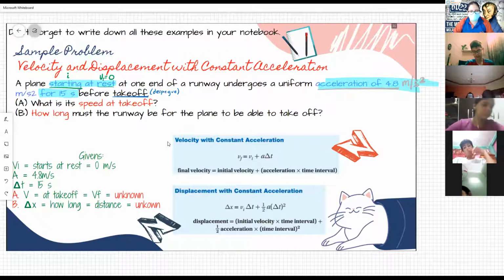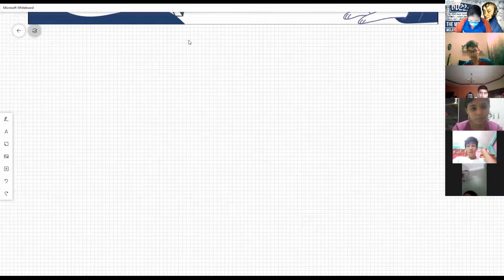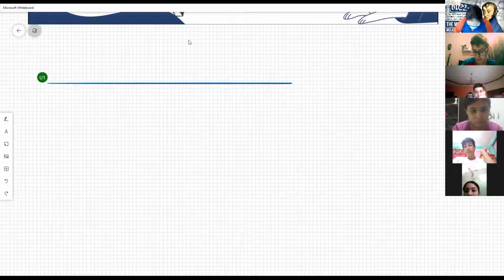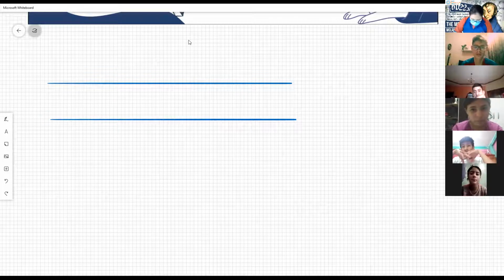So this is the idea of the problem. I'm gonna draw it below. I'm not very good at it, okay? But I'm gonna try. Let's say that is my runway, okay? And I have the plane right here.